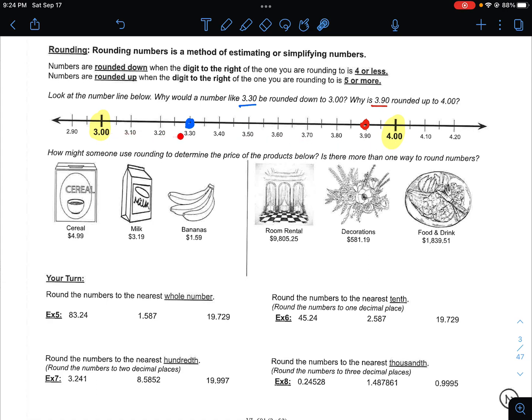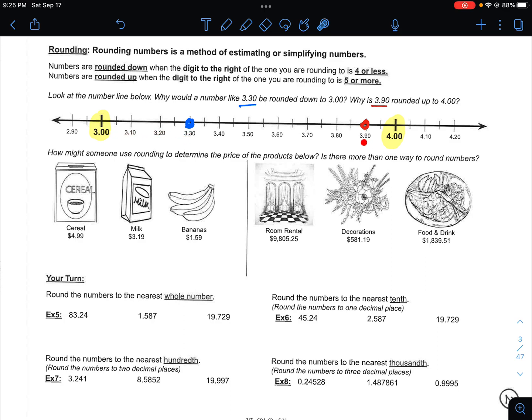Well, take a look at where 3.3 is. Is it closer to the 3, or is it closer to the 4? It's closer to the 3. Of course. So that's why we would round it down. Now, a lot of times people would say, oh, when you round down, why don't you go down to 2 instead of going down to 3? It's because 3 is already less than 3.3. So that's why we call it rounding down. 3 is still less than 3.3. So it is going down.